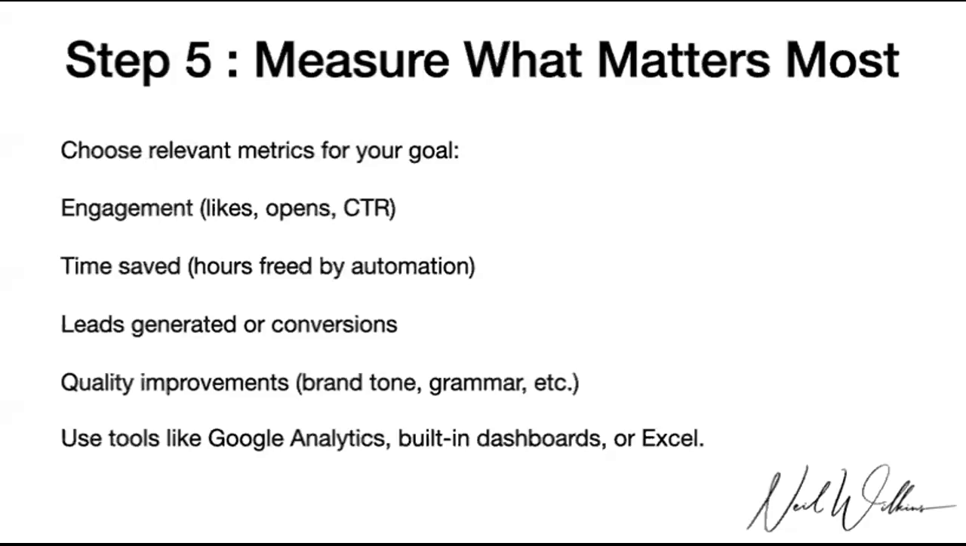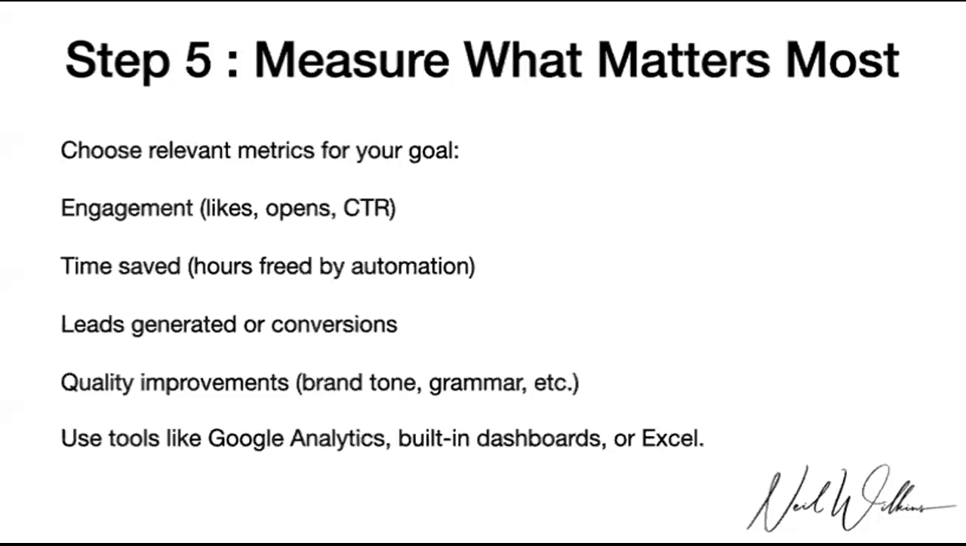And then once you've rolled out and you've executed with the live project, step 5 is measuring what matters most. Remember, in our 5 simple steps to effective project planning with AI, we're focusing in on where things matter most. So choose relevant metrics for your goals. Again, if you're using something like ChatGPT, briefing it early in what really matters will keep it focused on those key performance indicators. Maybe something like engagement, the likes, the opens, the click-through rates.